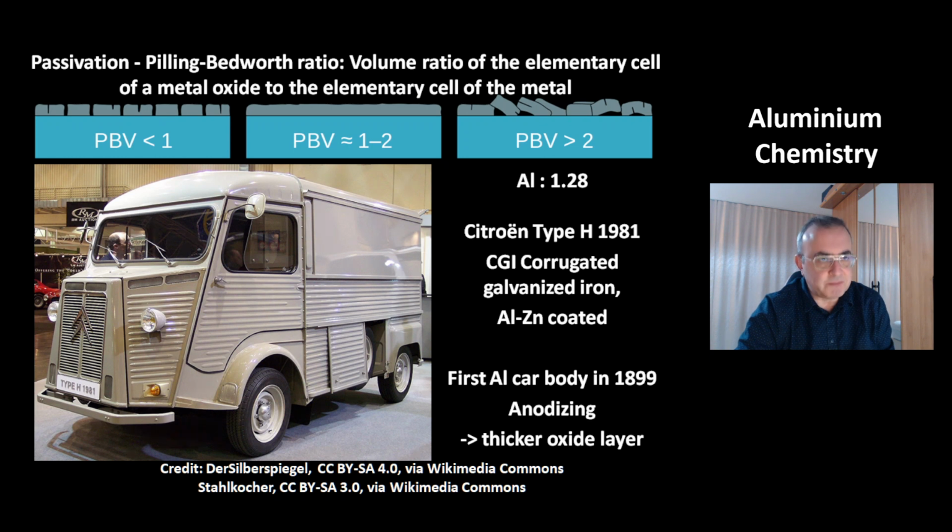That's why it works. This picture is of a Citroën Type H from 1981. It's made of CGI, corrugated galvanized iron. You can give iron a coat of aluminium and zinc and protect it from corrosion. The first aluminium car body was made in 1899. And there's a trick to make it work even better, and that's anodizing. This gives you a thicker oxide layer, gives you a better protection.